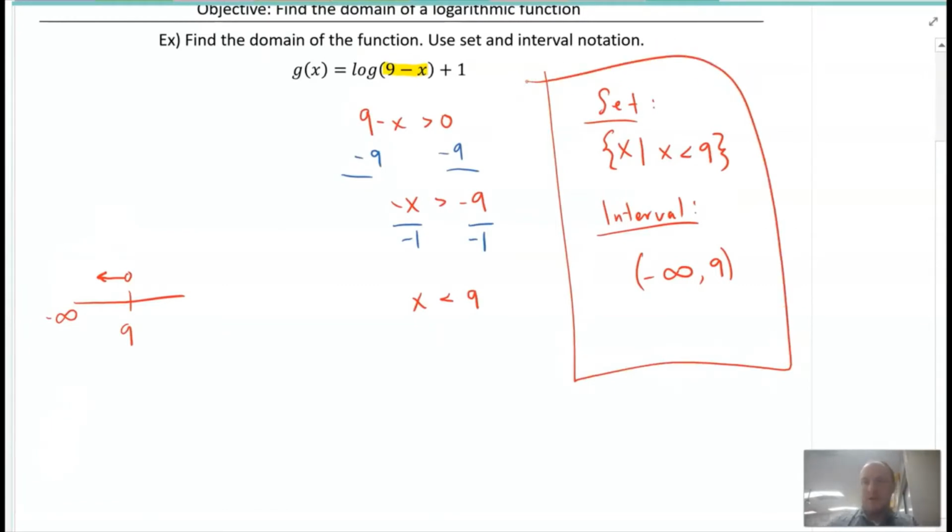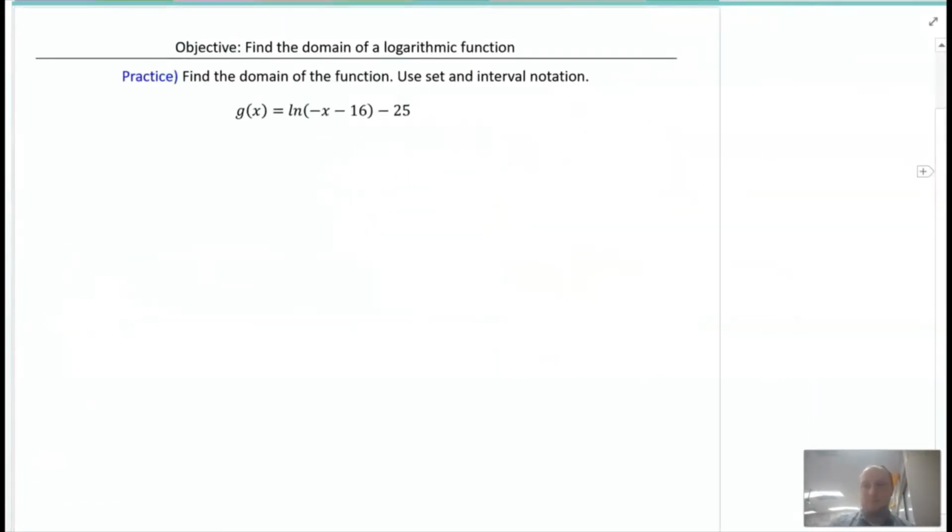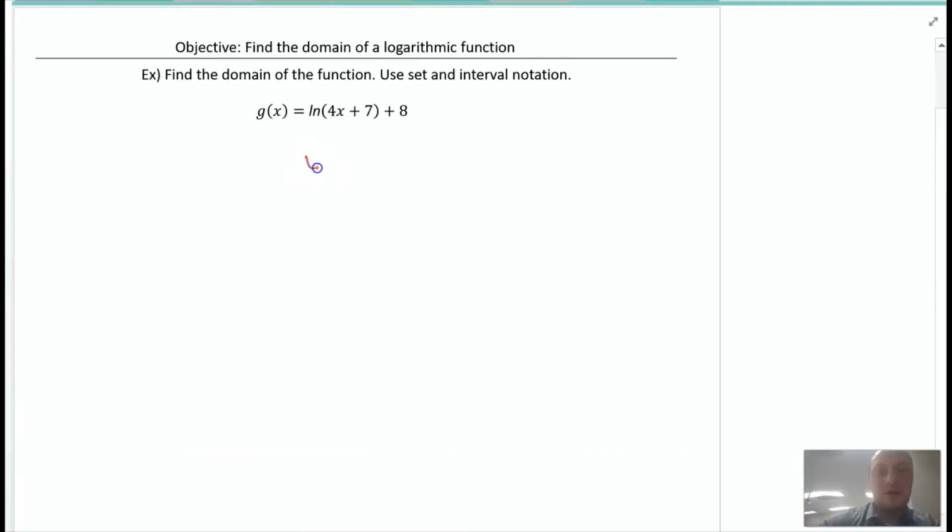Okay, next example. Example 2. We have the natural logarithm of 4x plus 7, plus 8, and we want the domain. So again, we'll take our argument 4x plus 7, and we'll set it greater than 0. We'll go ahead and solve.